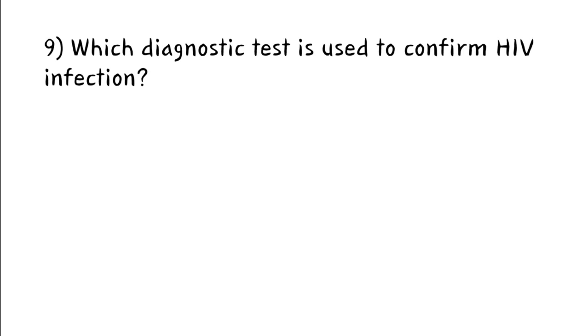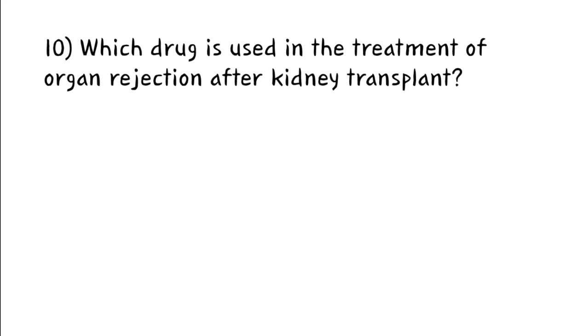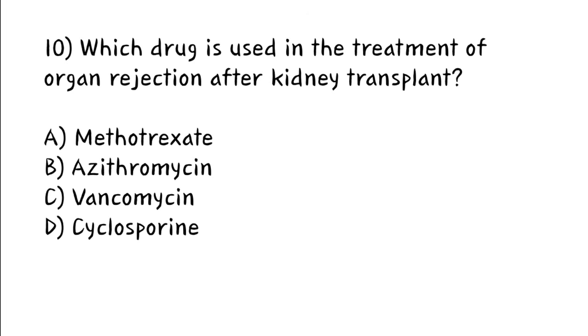Which diagnostic test is used to confirm HIV infection? Western blot, ELISA, VDRL, Widal test. Correct answer is option A, Western blot. Which drug is used in the treatment of organ rejection after kidney transplant? Methotrexate, azithromycin, vancomycin, cyclosporine. Correct answer is option D, cyclosporine.